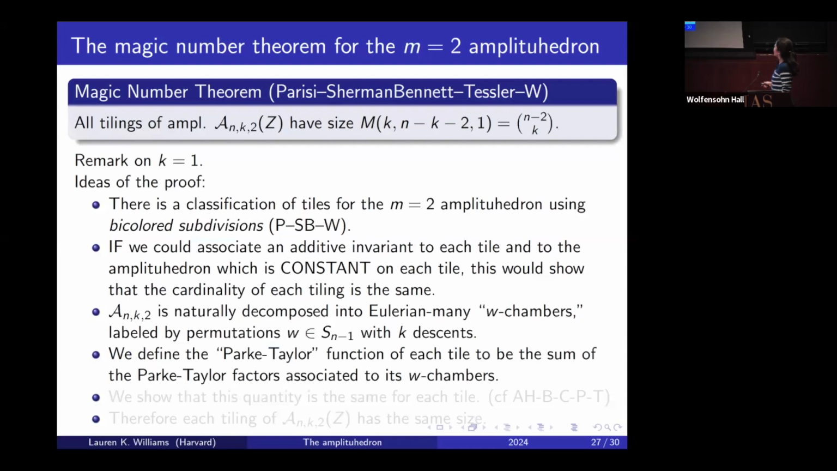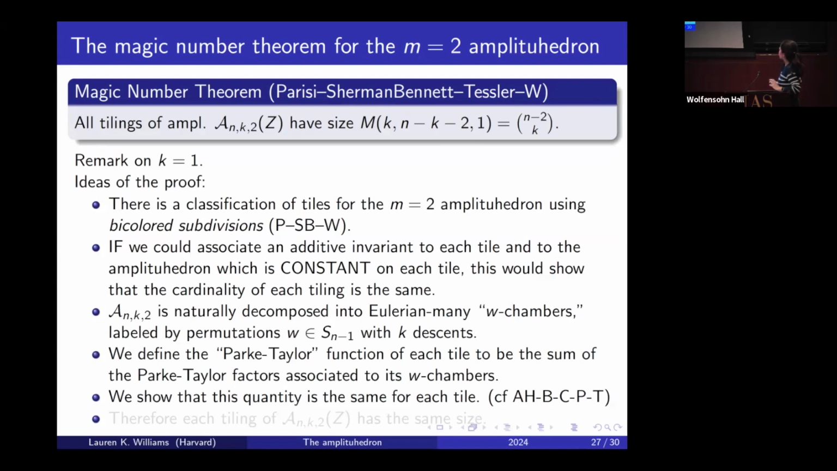And then we define a Parke-Taylor function for every tile. The way we do that is we see that every tile is decomposed into some chambers labeled by permutations. We have to classify which chambers it's decomposed into, and then we sum up the Parke-Taylor factors for each of its chambers. I can say more later if anybody wants to know, but this Parke-Taylor function is the same one we saw in several other talks. And then we show that this Parke-Taylor function associated to every tile is the same for each tile.